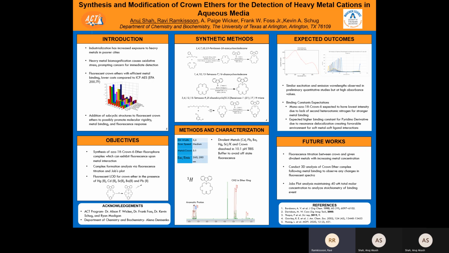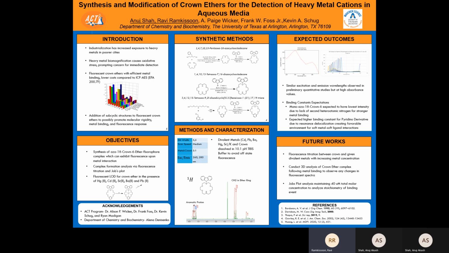And so for an expectation of our binding constants and fluorescent response, we do expect the pyridinyl azacrown ether to have the highest fluorescence response because the resonance stabilized amine group contributes to the softness of the ligand itself and thus favors interaction of softer metals, which is the heavier metals we're trying to bind. And we do predict the monoaza itself to be less effective and have a lower intensity due to the lack of the secondary heterocyclic nitrogen, which is a better and softer base.